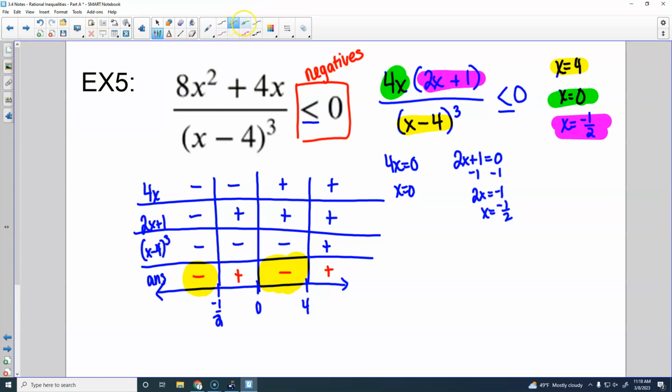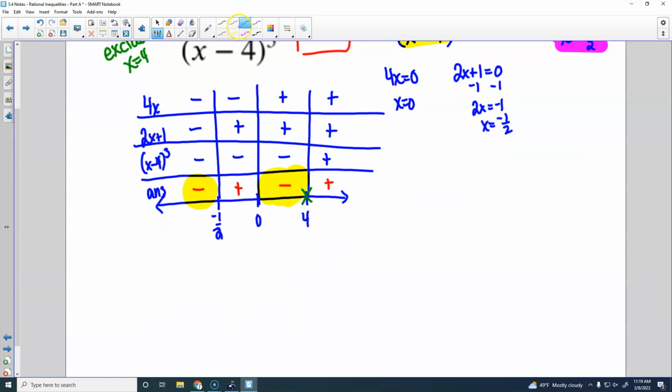If you want to do excluded values first, you could. What are the excluded values? X equals 4, because 4 would give you a 0 in the denominator, right? You're just looking at the denominator. So if you want, you could put your big X right there on 4. You could do this from the very beginning of the problem if you wanted to. So you can't have 4.